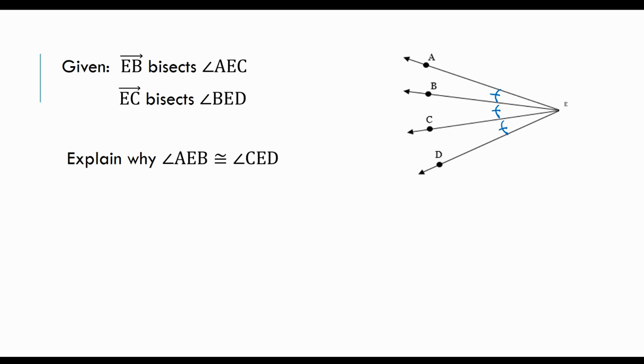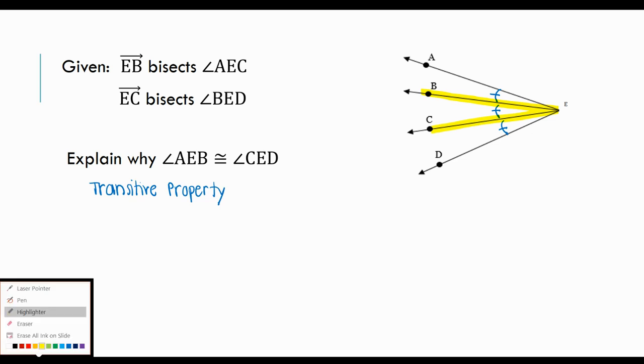It says, explain why angle AEB is congruent to angle CED. Notice that I now have three smaller angles that are all marked the same. Well, it's because of the transitive property. If you noticed, both of the angles that are being bisected shared a common angle. They shared this angle right here, BEC.